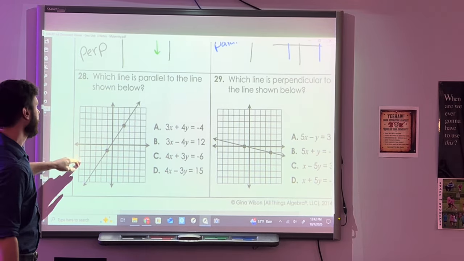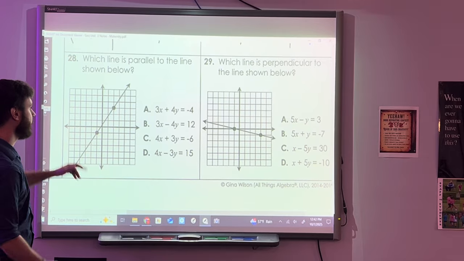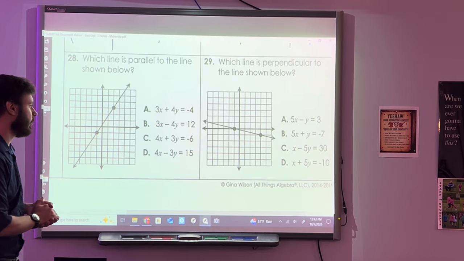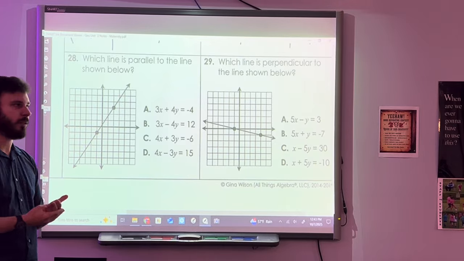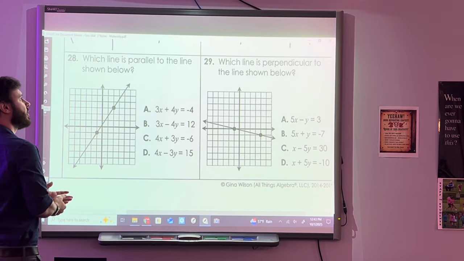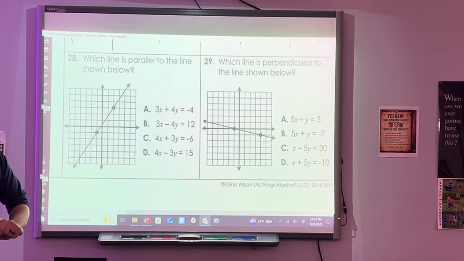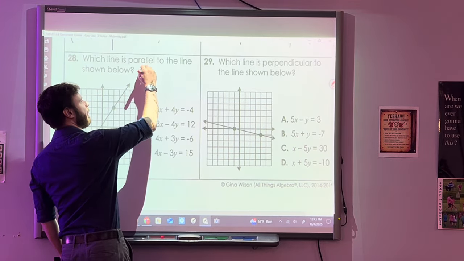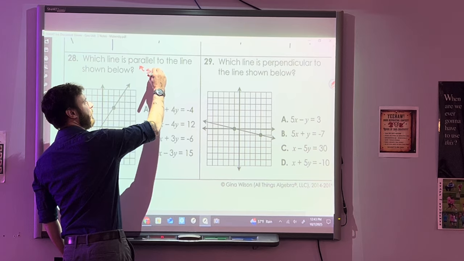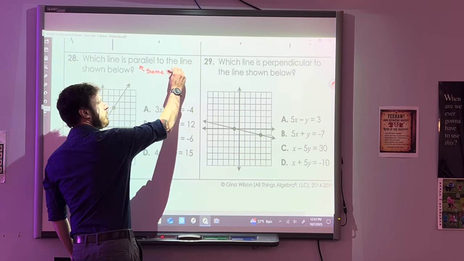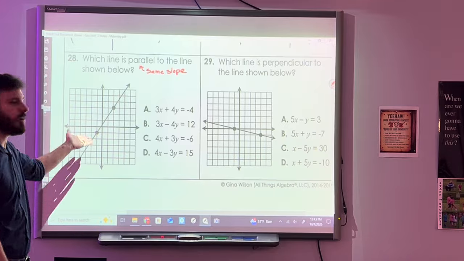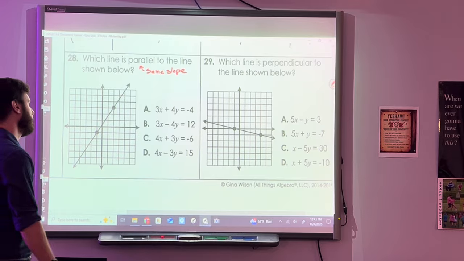Okay. All right. And these ones. We do have to do these ones. Looks a little obnoxious, but we can pick this apart and make it a little bit easier. Which line is parallel to the line shown below? So two things we need to know. One, parallel means same slope. That's the first thing we need to know. The second thing is, well, what's the equation of this line in the first place?